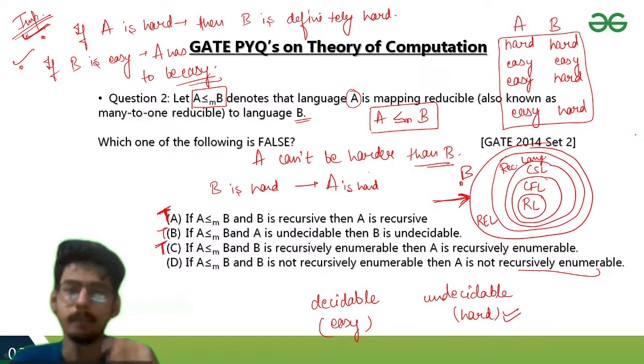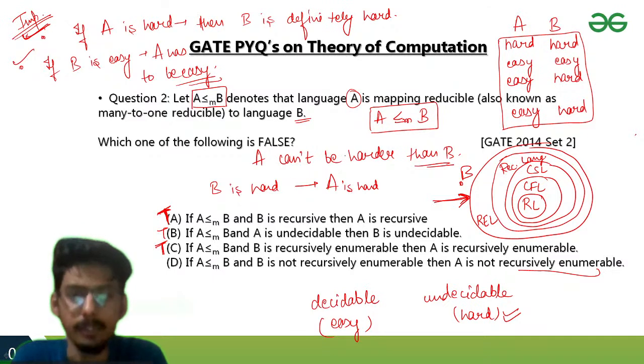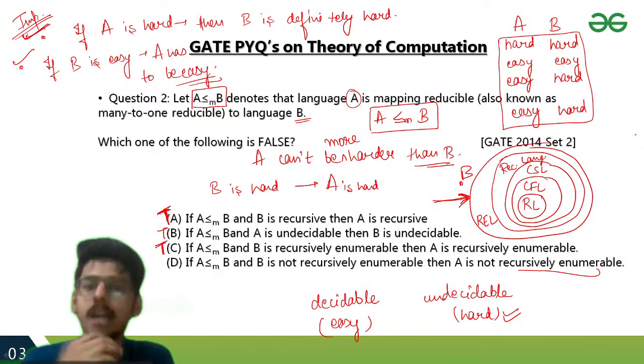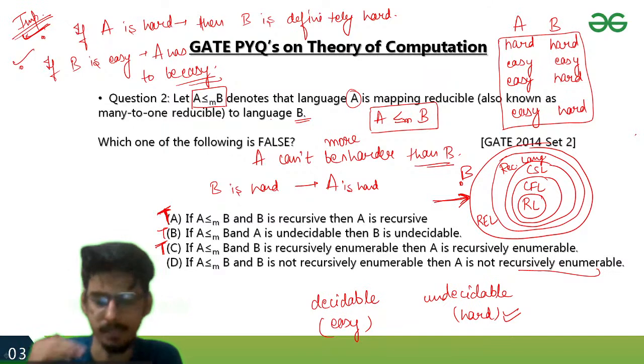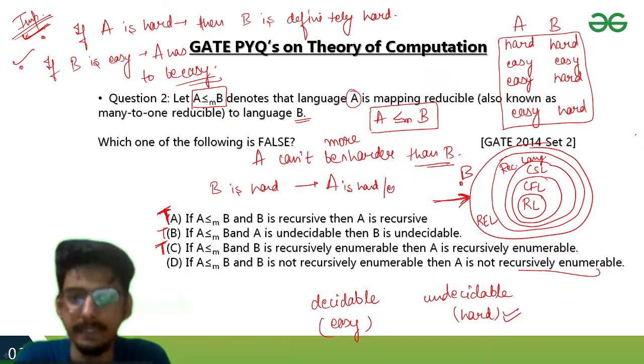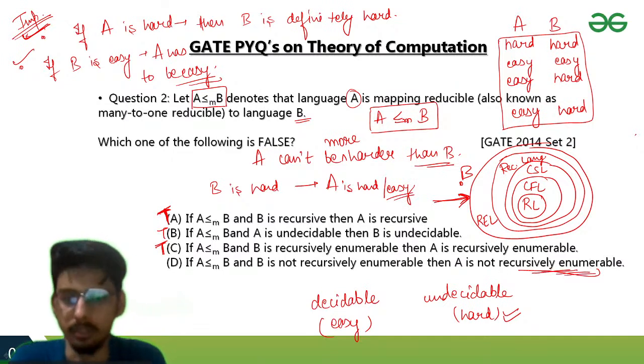A can't be harder than B. This is the only condition. A can be at least as hard as B, or it can be less hard than B. So A can be hard or it can also be easy. So this is wrong. It may or it may not be recursively enumerable, right?